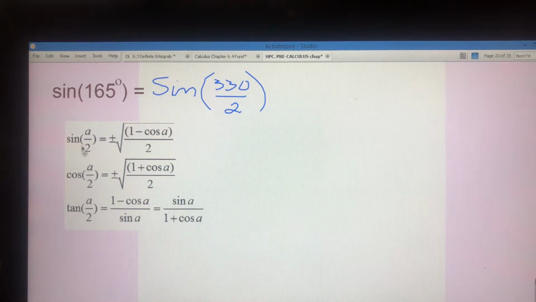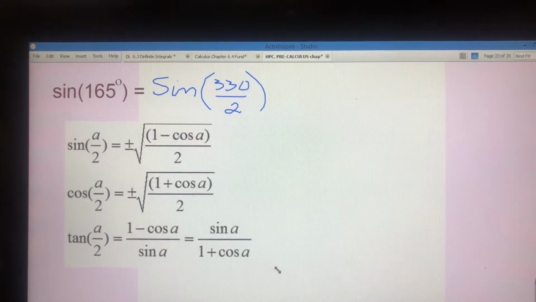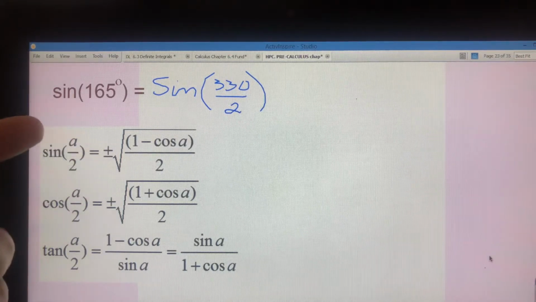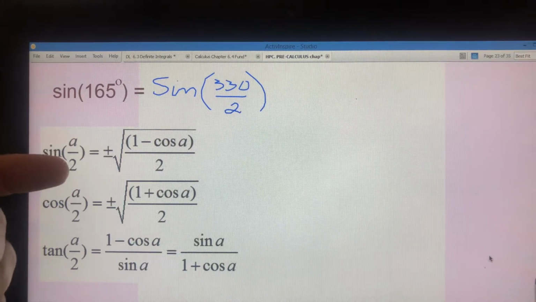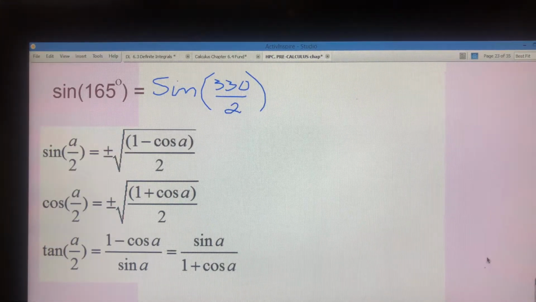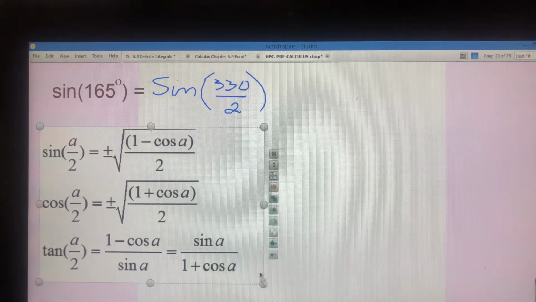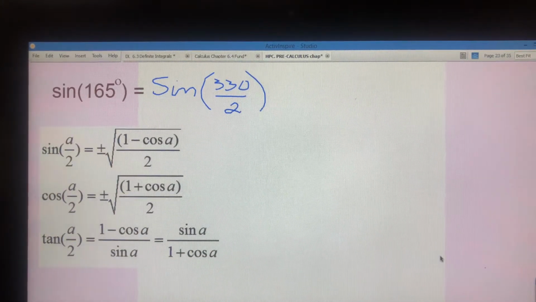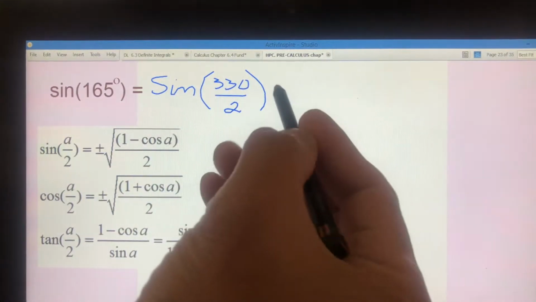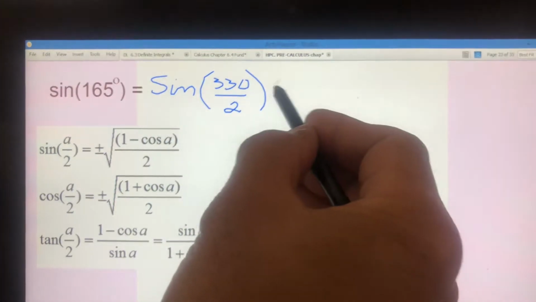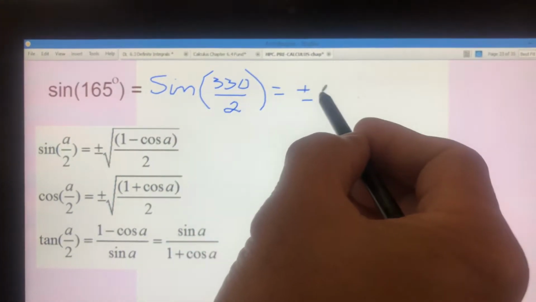I see this formula has a half angle in it. It's a sine of something divided by 2. So now your A is your 330. Divide by 2 is part of the formula, and you have to write these here. Now, the plus and the minus, I'll talk about it when it's over. So we're going to write the formula with the angle 330 in it. So it's a plus and a minus.